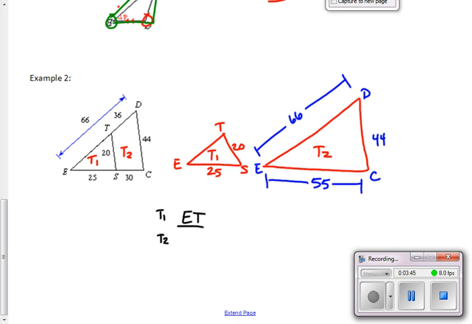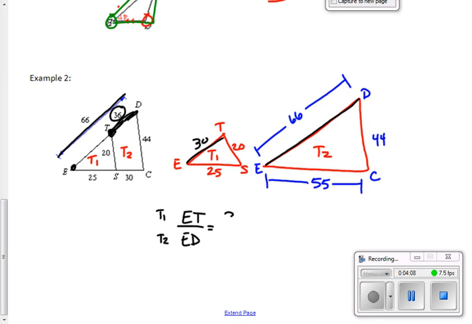So ET in triangle 1 would correspond with ED in triangle 2. I'm going to put the measurements down, and we can figure out the measurement of ET. How do we do that? Well, 36 is TD. We know that the whole measurement is 66. So from T to E, this has to be 30. So we'd have 30 over 66.